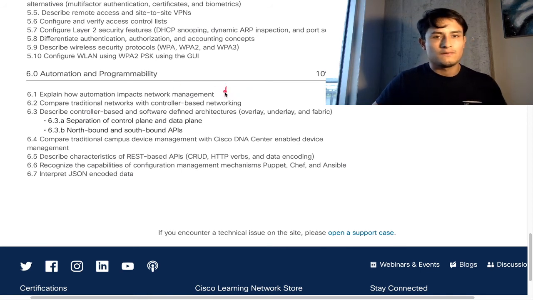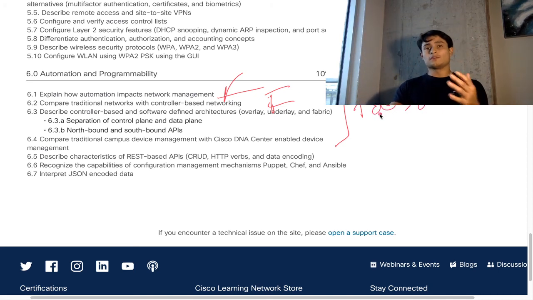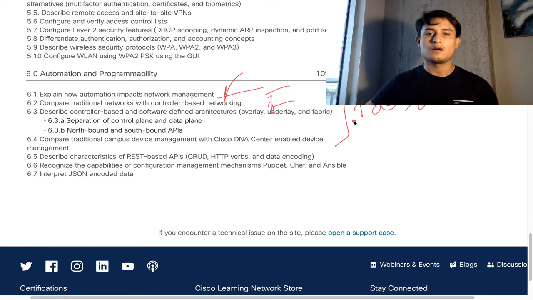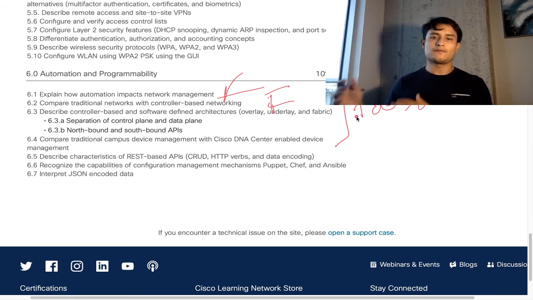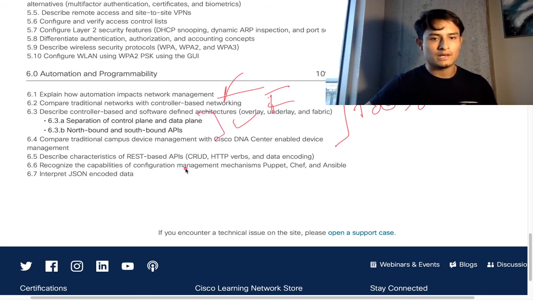Programmability. Fundamentals, compare, fundamentals, overlay, underlay. I would take the time to learn this 100%, because if you're gonna go into cloud computing in the future, you definitely need to understand how these virtual components of the networks communicate with other parts of the network. Okay, yes, you need to know this for sure. Okay, so 100%.